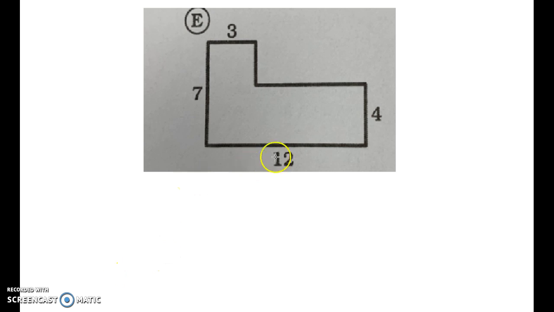So our first step is to divide this shape into different known shapes, right? Different shapes that we know how to find the area of. So we know rectangle, we know trapezoid, triangles. Those are the areas that we do know, right? Our easiest one, because there's only one step, is the area of a rectangle, which is length times width, right? And that's easy to figure out.